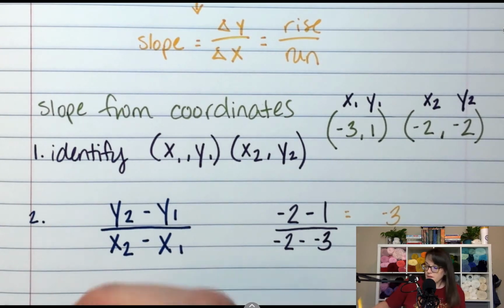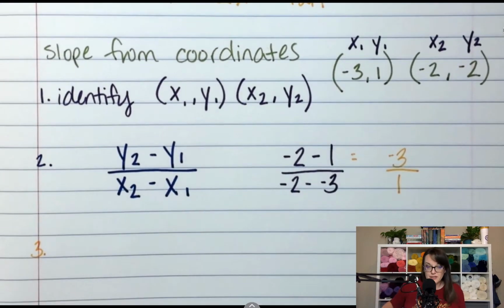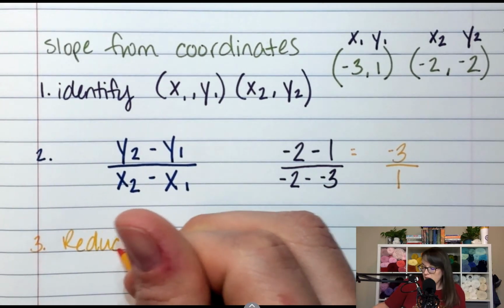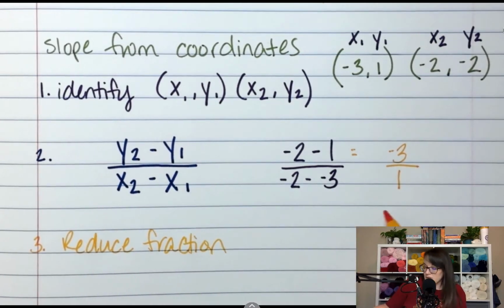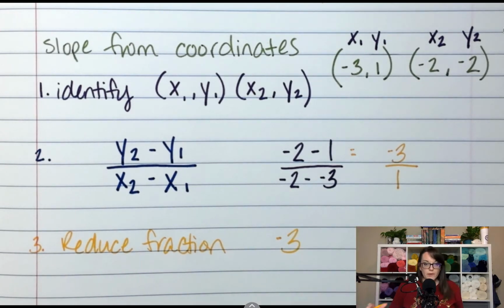+1. And so the last thing we're going to do, and remember we're finding slope, is reduce the fraction. So -3 over 1 reduces to just plain -3. So my slope for these 2 points is -3.